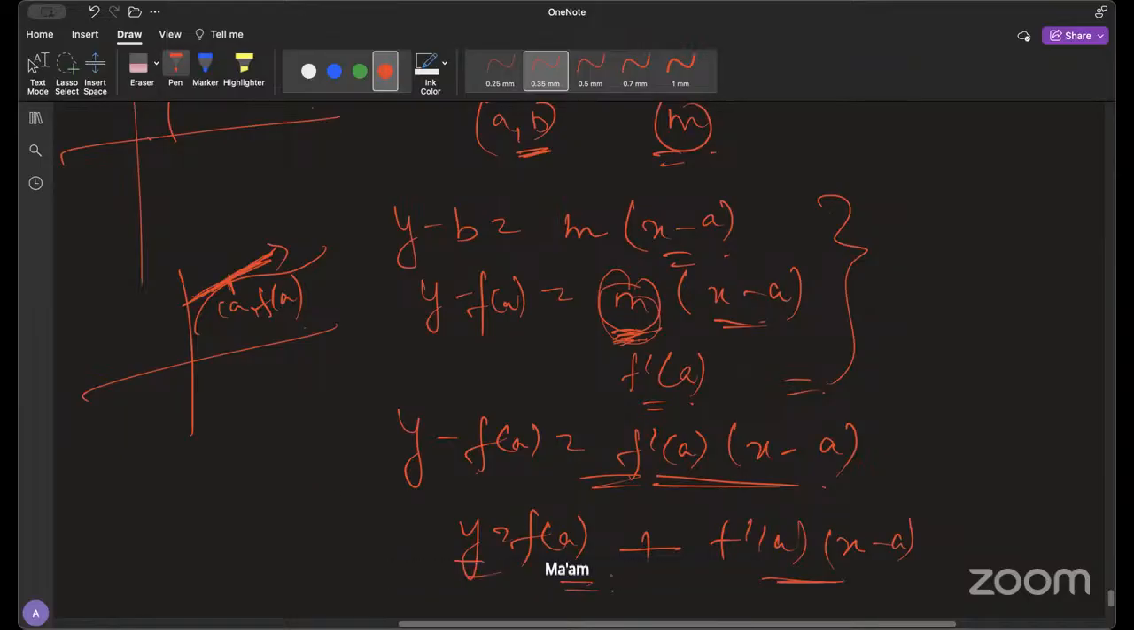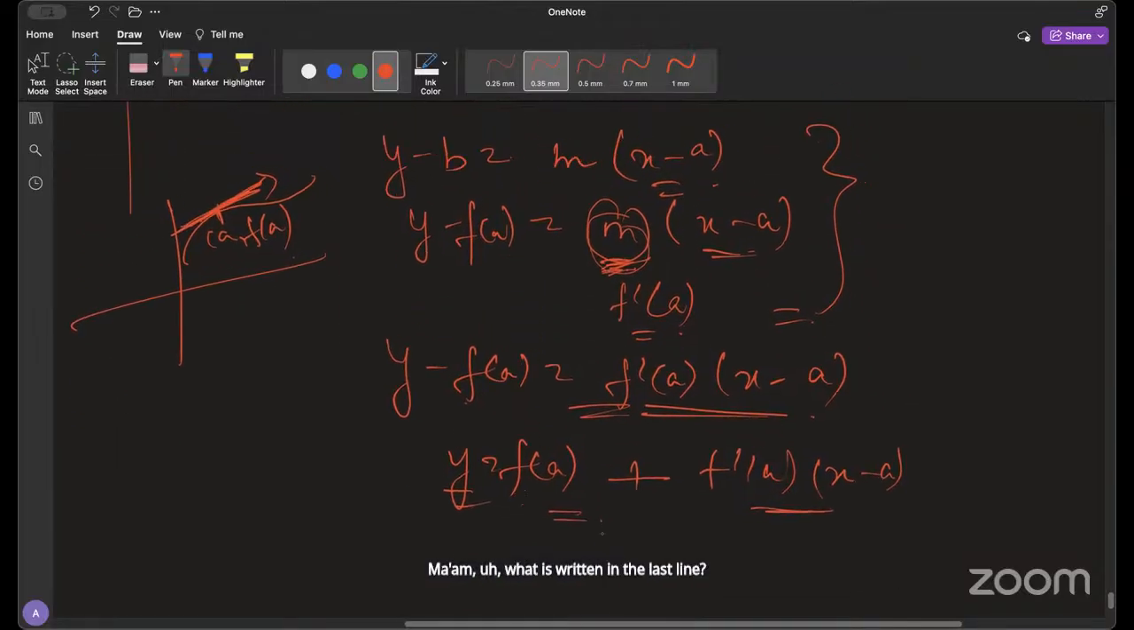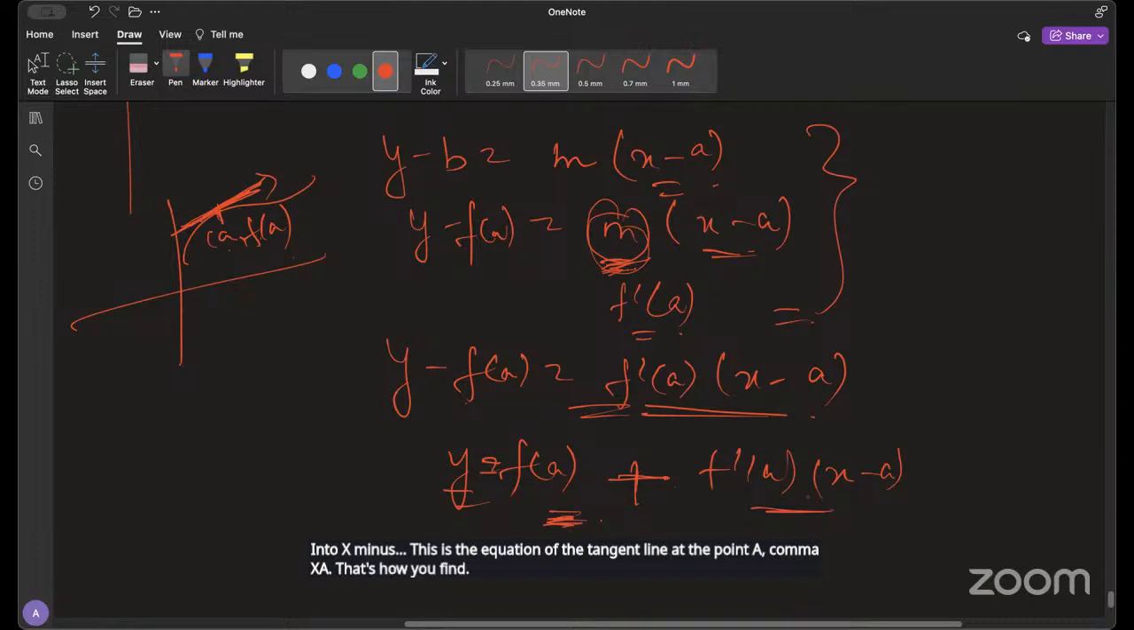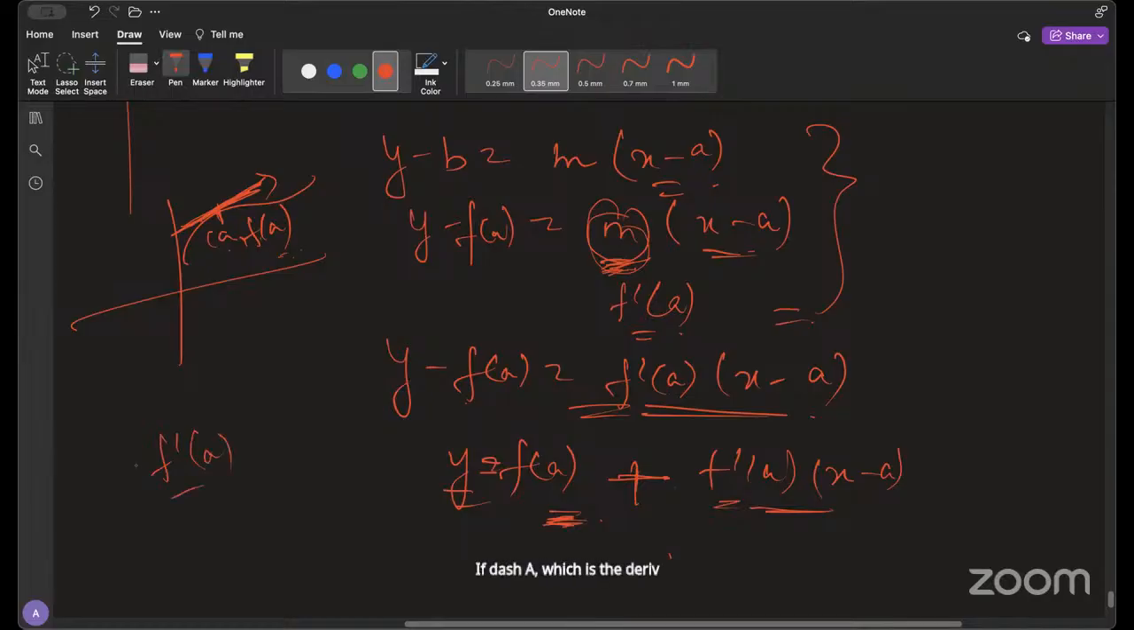Ma'am, what is written in the last line? Can you just read it once? This one? Yes, ma'am. It's y equals f(a) plus f'(a) into x minus a. This is the equation of the tangent line at the point (a, f(a)). That's how you find the tangents. You know that this is the passing point, and you know the slope of it is f'(a), which is the derivative of f at a, and gives you the slope of the function at point a. Is that okay? Yes, ma'am.